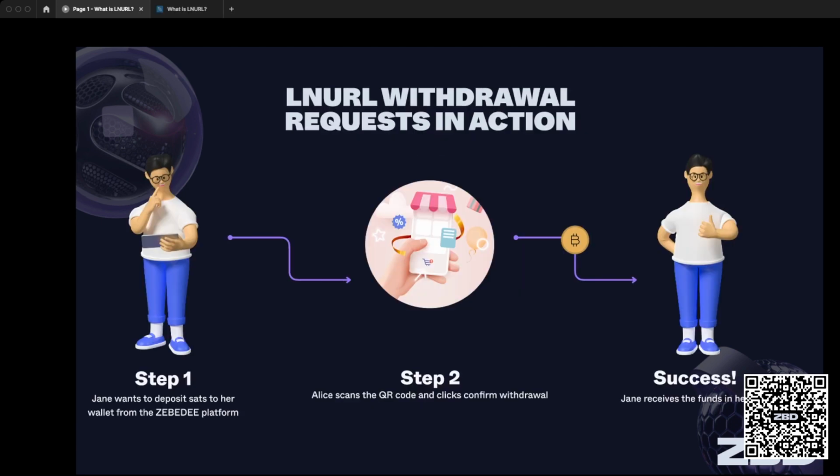All right, so here's LNURL withdrawal request in action. Step 1, Jane wants to deposit sats into her wallet from the Zebedee platform. She scans the QR code and clicks confirm withdrawal, and then that's it. Jane receives the funds right into her app. So really straightforward. The experience works the same on desktop. Instead of scanning with the phone, they would just click the QR code or click the button, which then, if they have a browser extension, will handle it really easily in the same fashion.